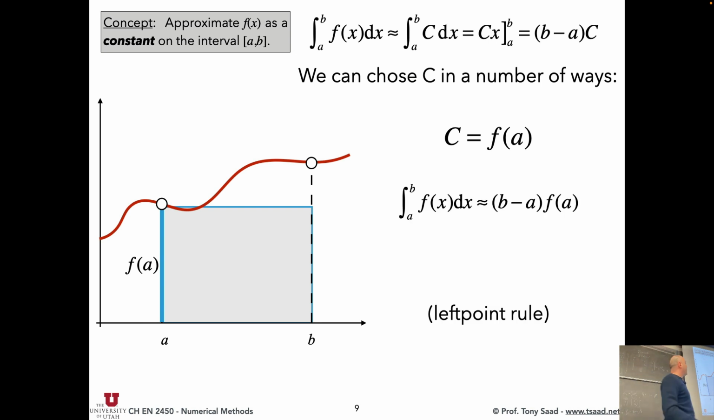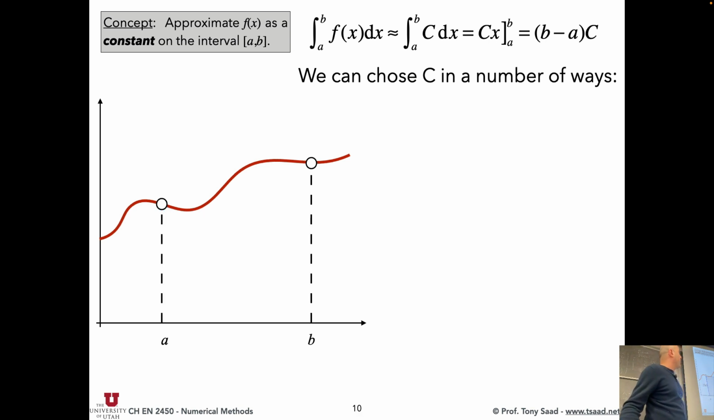So that gives you the left point rule. The integral of f of x between a and b is b minus a times f of a. And that's the left point rule because a is the left point. Now, you know f, so you can evaluate f of a very easily, so you can compute this. Another choice would be the right point rule, where we approximate the function by f of b.